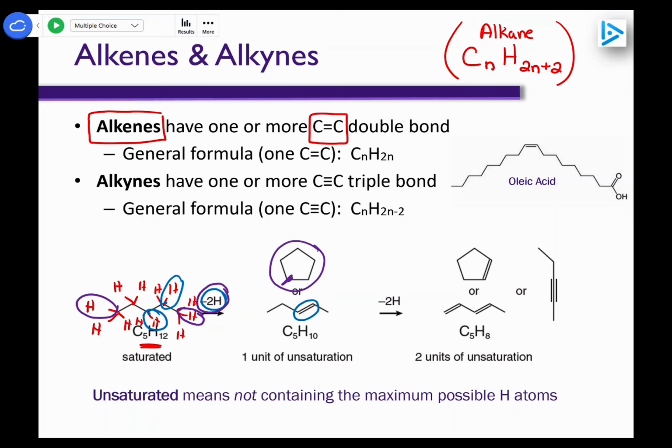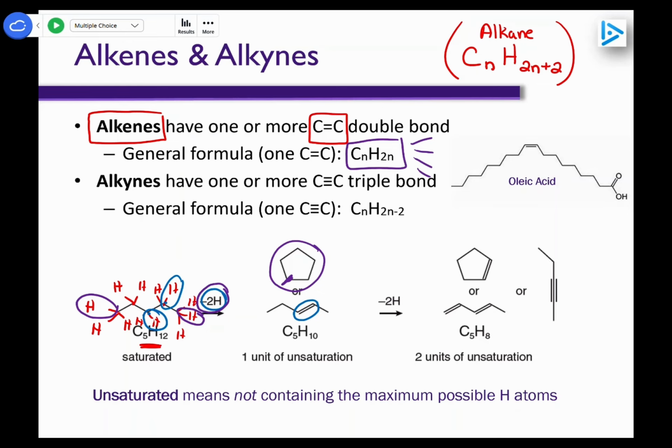For cycloalkanes, or for a molecule that has 1 double bond, an alkene, each of those has 1 unit of unsaturation. They've lost 2 hydrogens. If we see the ratio of 1 carbon to 2 hydrogens, or CnH2n, we know it has 1 unit of unsaturation. Maybe it's a ring, maybe it's a double bond. We'll need some more clues, but we know it has 1.